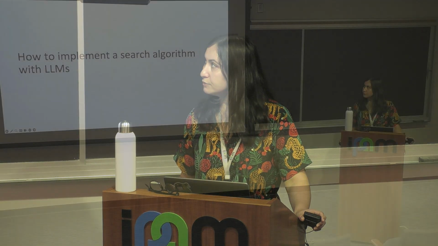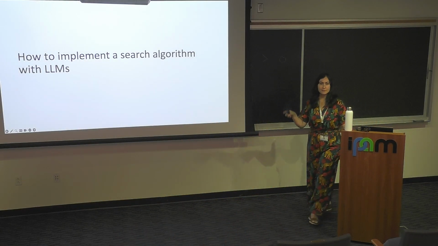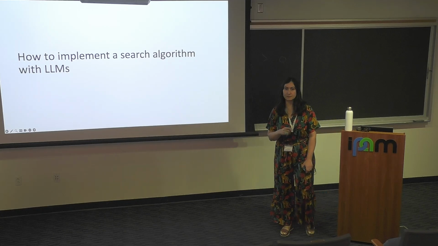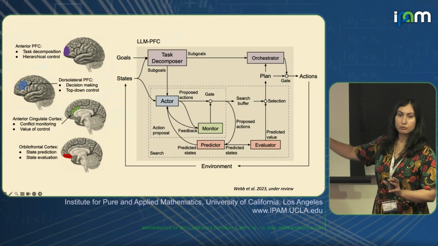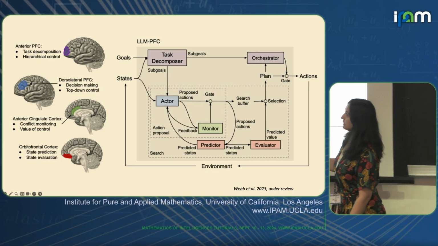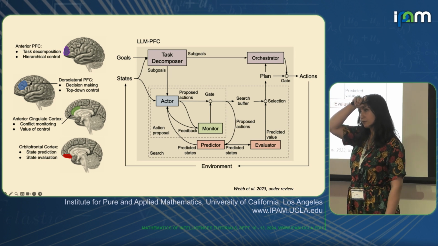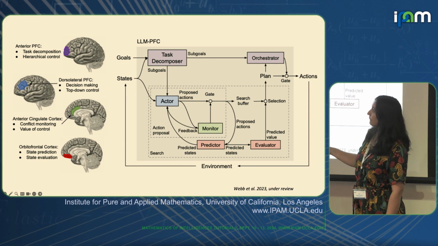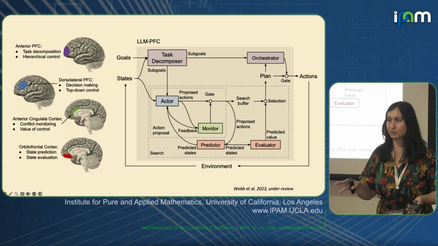Okay, so how do we implement a search algorithm for the kind of tasks that I just showed you, the CogEval tasks, inspired by the prefrontal cortex? Don't get overwhelmed. We're going to go through this. Roughly, this anterior part of the prefrontal cortex, Brodmann area 10, right behind your forehead, is involved in task decomposition and hierarchical processing, also abstraction.